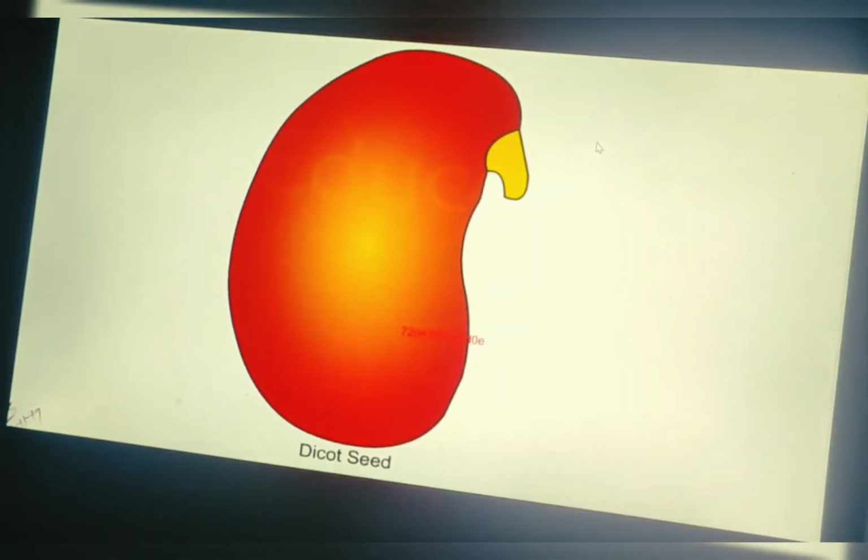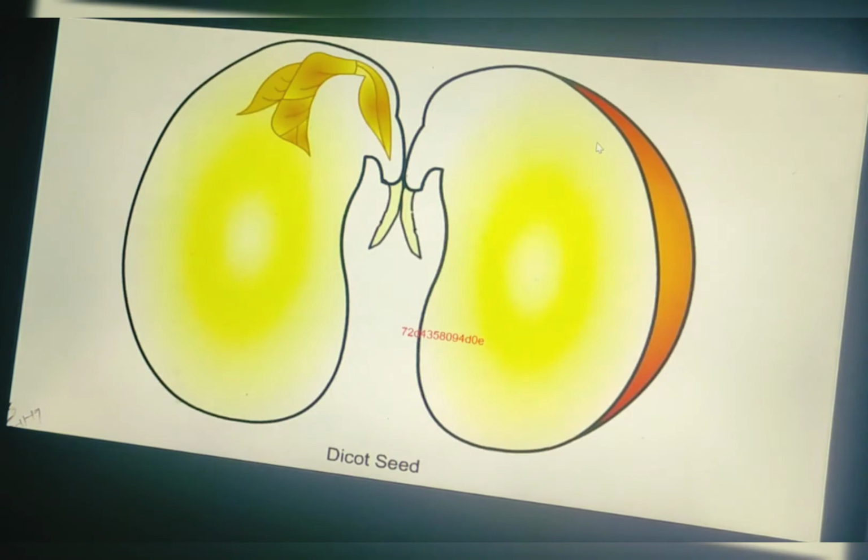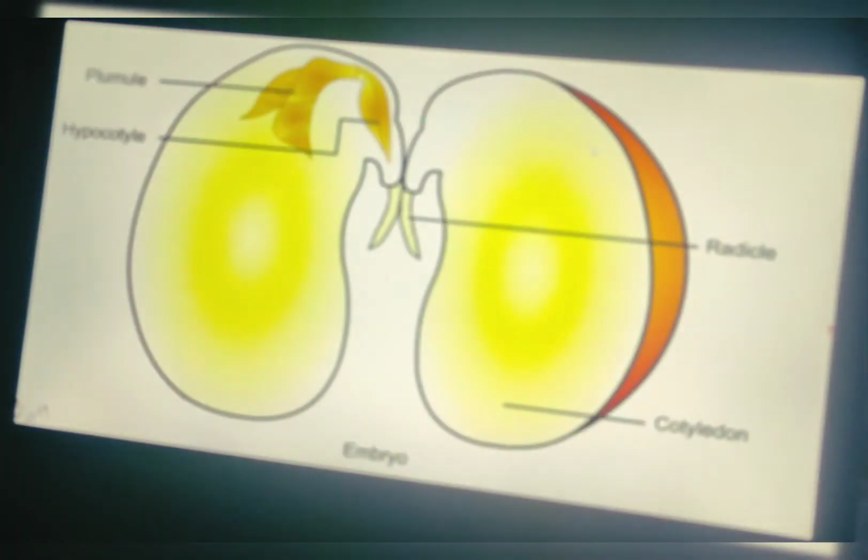Let's have a look at the structure of the dicot seed. The main parts of a dicot seed are the plumule, which gives rise to the shoot, the radicle from where the root emerges, the cotyledon that stores the food, and the last one is the hypocotyl.